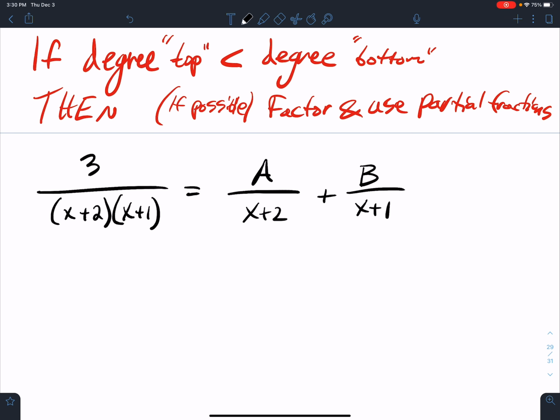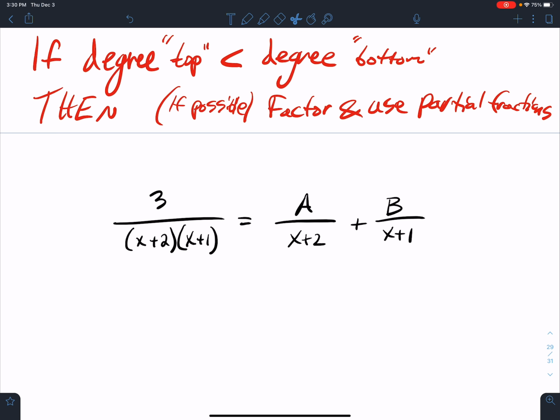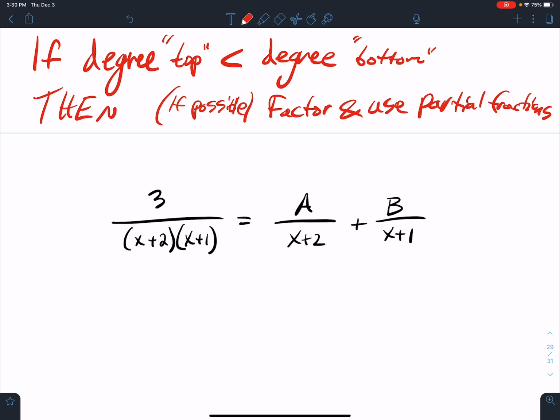Now, how would I go about solving this? Well, the first thing that I would do with this rational equation is multiply through by the common denominator. I see I have an x plus 2 factor and an x plus 1 factor, and I have both of those things in here. So I'm going to multiply everything through by x plus 2 times x plus 1, okay?